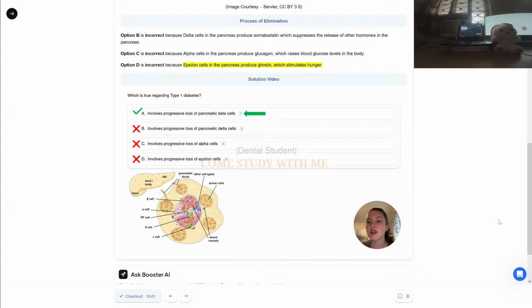it goes with insulin. If you have trouble keeping those two straight, hopefully that helps, but as long as you know that type 1 diabetes is due to the progressive loss of pancreatic beta cells, then you should be good for the boards.